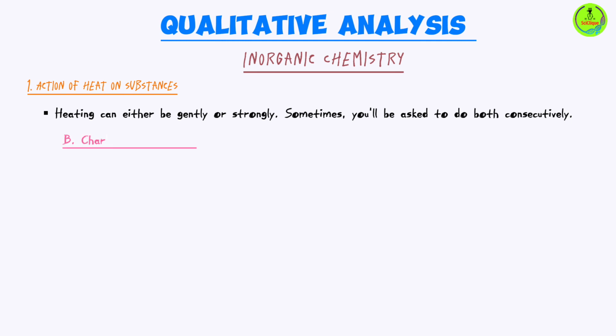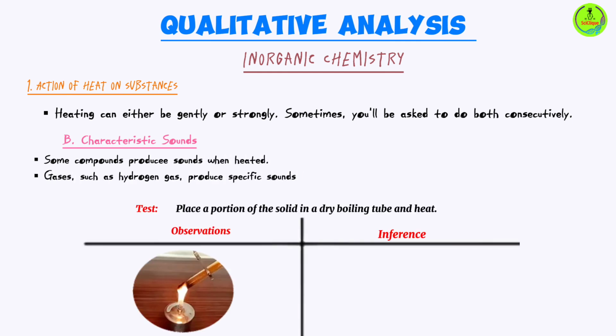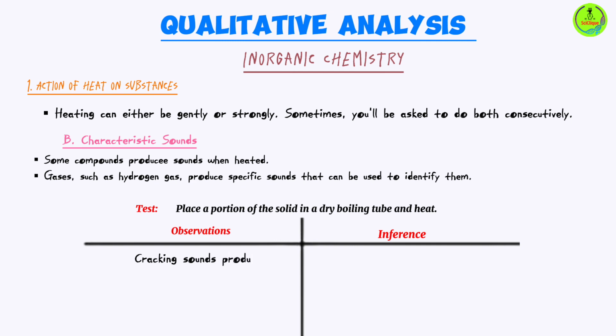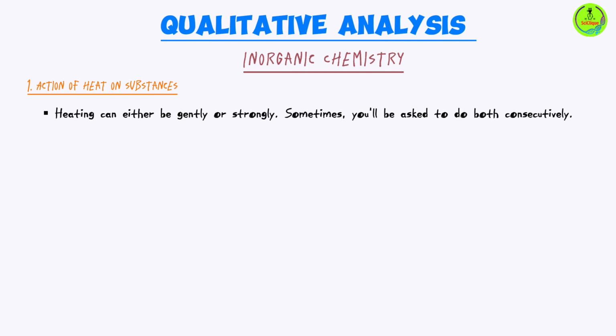Another change that could be expected when substances are heated is a sound that is produced. For example, certain solids produce a sound when heated. An example of this is lead 2 nitrate, as stated before. This produces a cracking sound and a yellow residue is formed. So what is your inference going to be? Lead 2 ions are present. And yes, include the term present. Don't just write lead 2 ions and be done with it. What are you informing us? Are they present or are they absent? Make it clear.